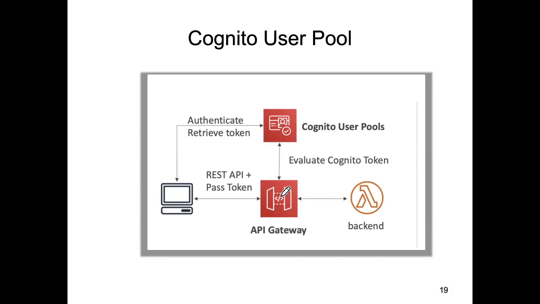And the API gateway will extract the token from the request. It'll ask Cognito, is this a valid token? And if Cognito says it is, then the API gateway will forward the original request onto your Lambda. Again, fairly standard process. That's a high-level look at where Cognito fits in.